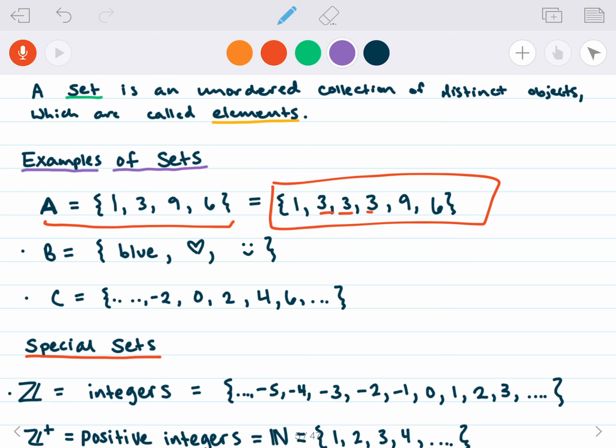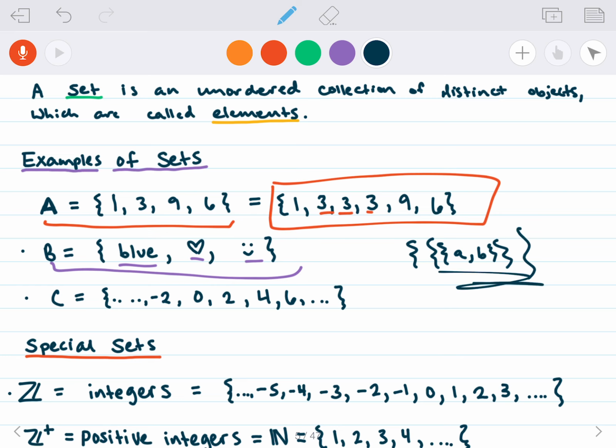You don't have to have numbers in your set. You could have something stupid like this. B is equal to blue heart, smiley face. That's a perfectly valid set. Anything you want you can have in your set. You can have sets of sets. If you wanted to get crazy, you could put A, B, maybe a set of a set of a set. I don't know. But anyway, that's the definition.